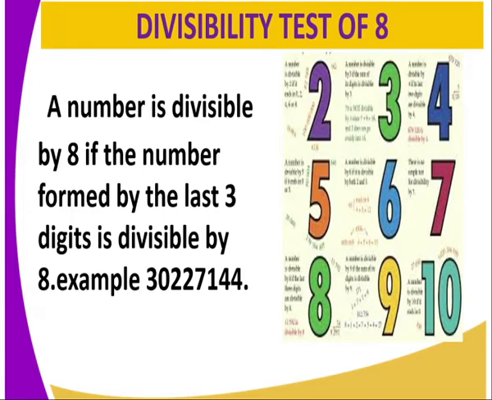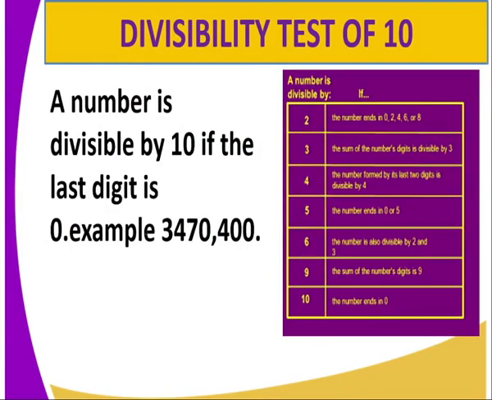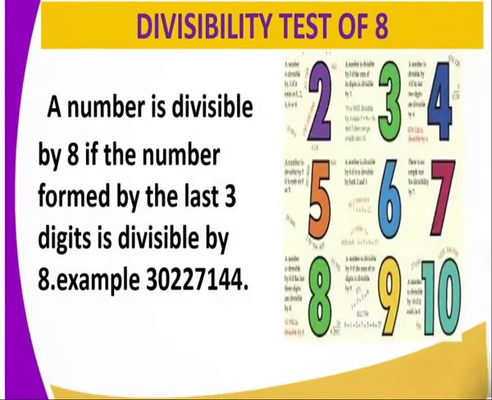For example, our last 3 digits here are 144. Is 144 divisible by 8? Let us divide. How many times does 8 go into 14? Only one time. 14 minus 8, you get 6. Is 64 divisible by 8? Yes. So here you get 18. So 144 is divisible by 8. That is to mean the number 3022714 is divisible by 8.